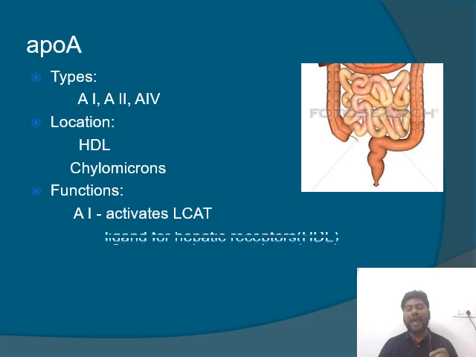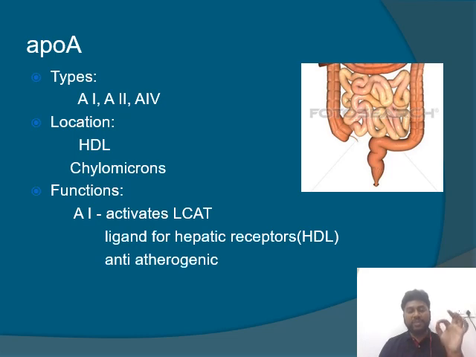Second, it also acts as a ligand for the hepatic receptors for HDL uptake. The liver tissues identify the HDL molecule and take it up only with the help of this ApoA1. So overall it plays an important role in HDL metabolism, which is needed for reverse cholesterol transport. That is why it is called anti-atherogenic in nature. ApoA1, which helps in HDL metabolism and helps to prevent the risk of atherosclerosis, is called anti-atherogenic in nature. So that's it about ApoA.